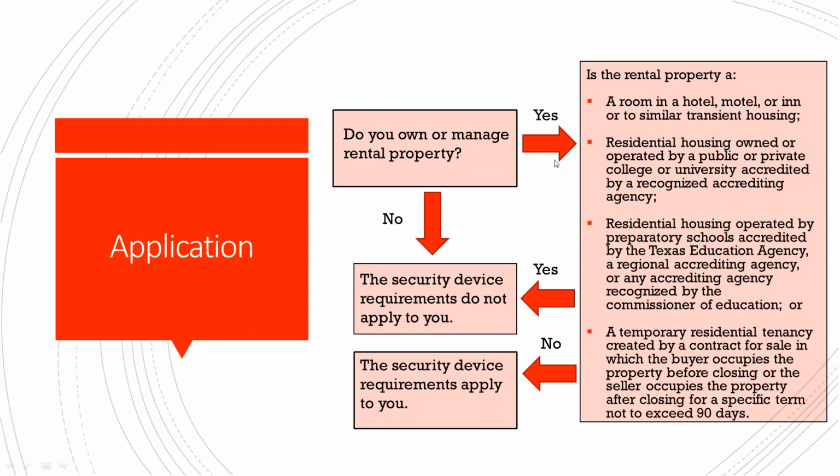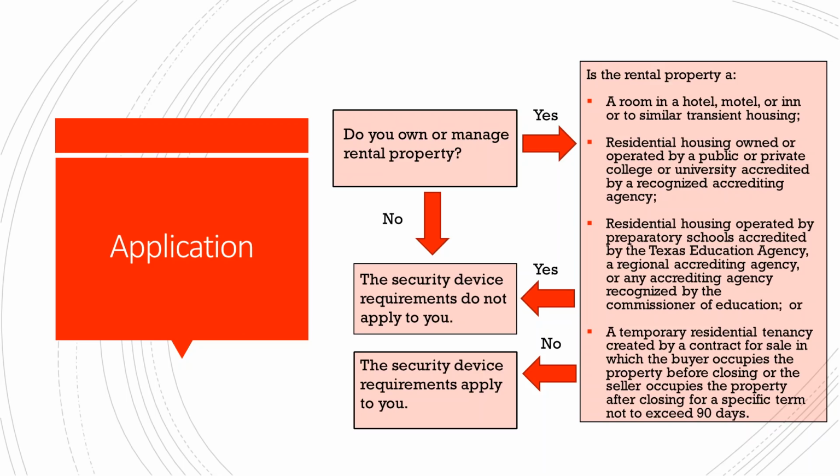Let's switch gears now and talk about application. The security device requirements are not going to require every single rental property to comply with the statute. The first question you have to ask yourself is, do you own or manage rental property? Under the statute, the type of property we're talking about is a room in a dorm or rooming house, a mobile home, a single family house, duplex or triplex, and a living unit in an apartment, condominium, cooperative, or townhome project. So do you own or manage any of those types of rental properties?